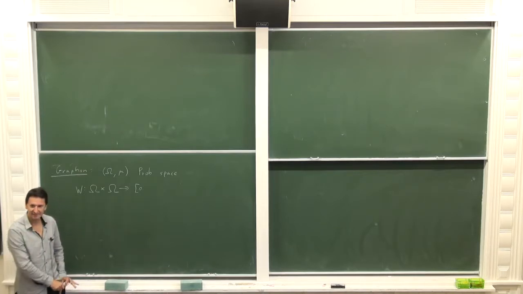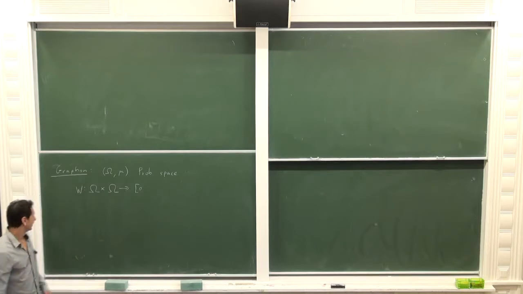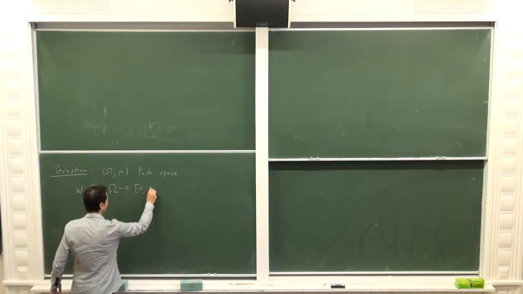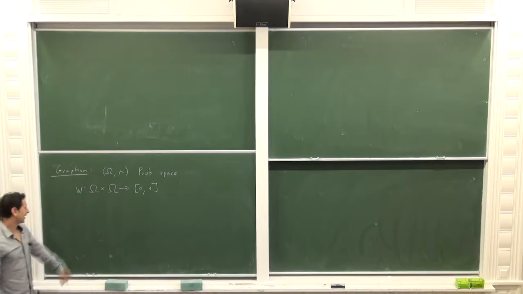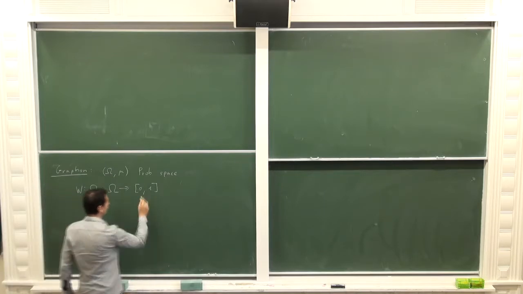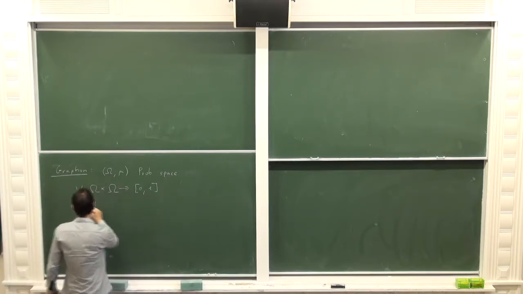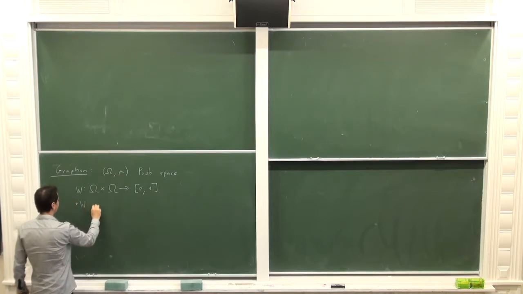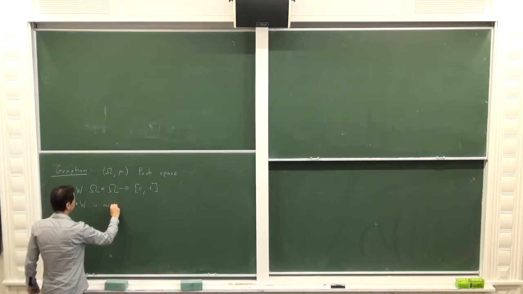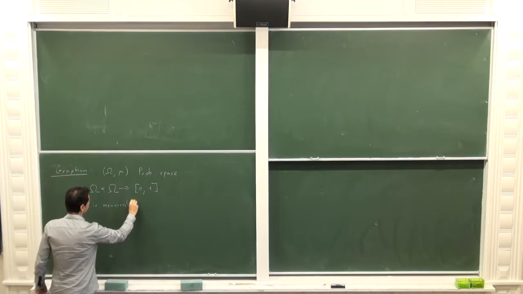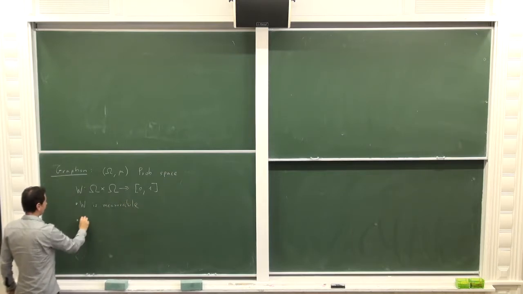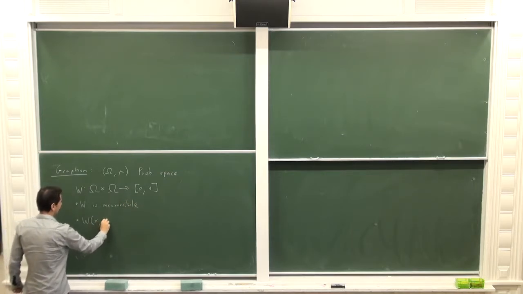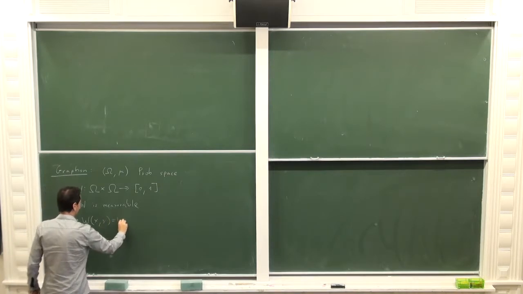Okay, so can you hear me better now? So we restrict the values to this 0-1 interval, and of course we assume that W is measurable. Secondly, we assume that W is symmetric in the two coordinates.